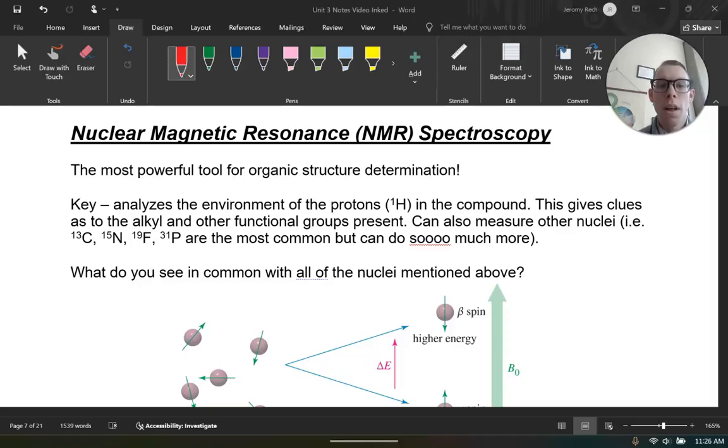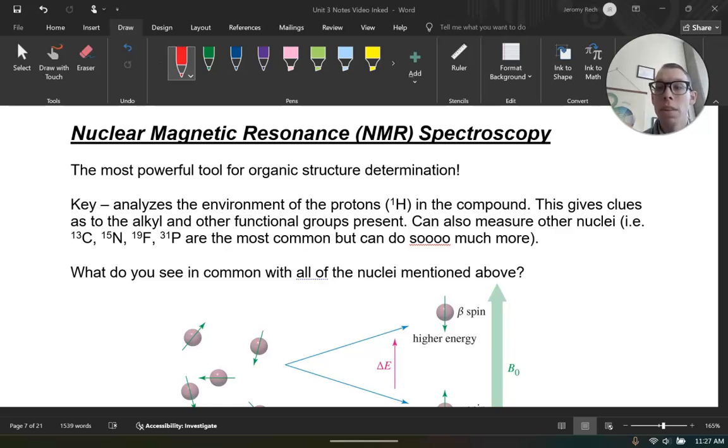Now, NMR is looking at a specific nucleus. That's where that nuclear word comes from, not nuclear as in radioactive, but nuclear as in looking at nuclei. And it is looking at how nuclei respond in a really strong magnetic field.